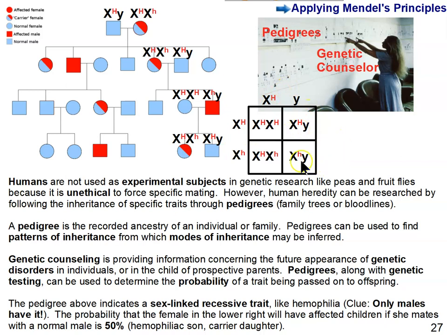So it's predicted that half the males would have hemophilia, and it's predicted that half the females would carry hemophilia. So if you consider carrying to be affected, then that means that there's a 50% chance that their children would be affected by hemophilia, either have it or carry it.